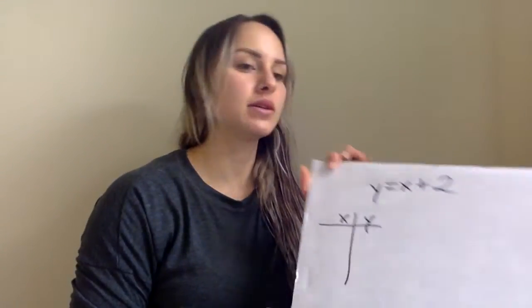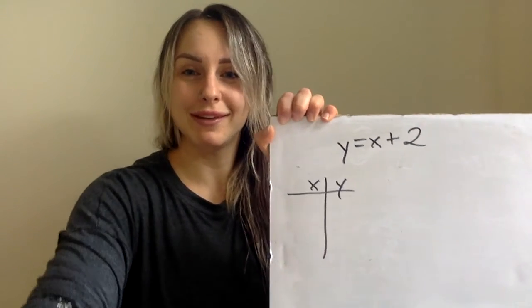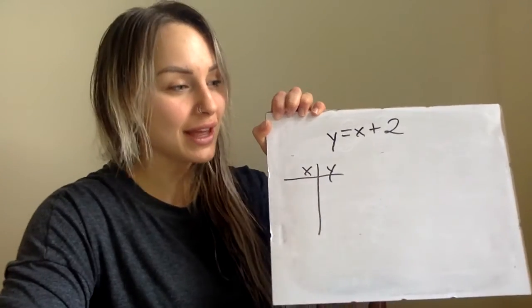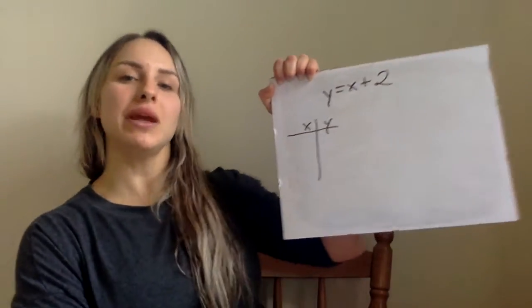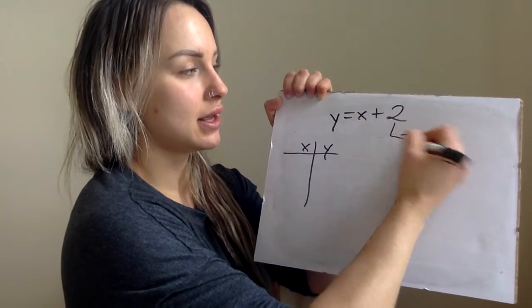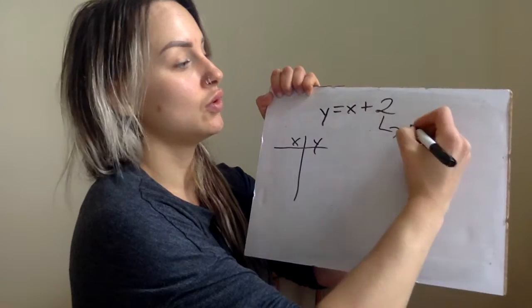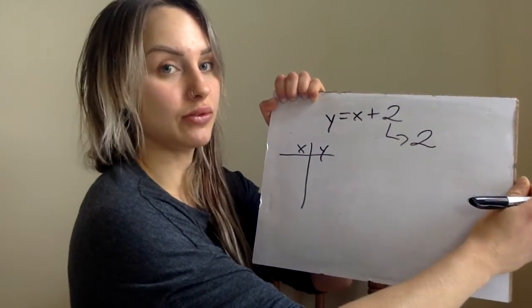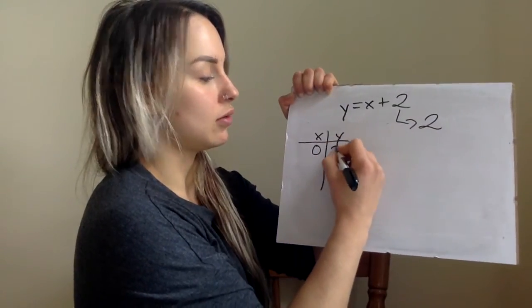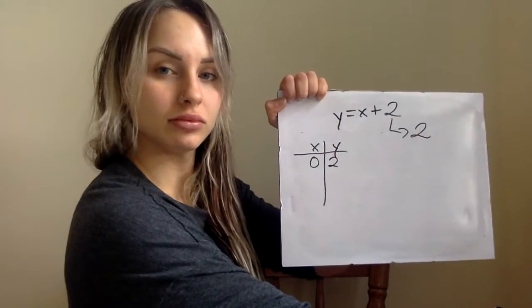These are our practice questions, by the way. So x and y. If we have this here, what information does this tell us? Well, this tells us that when x is 0, y is 2. So we can put that, y is 2.